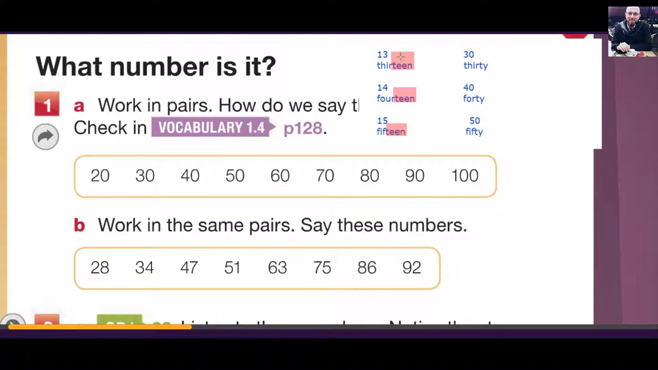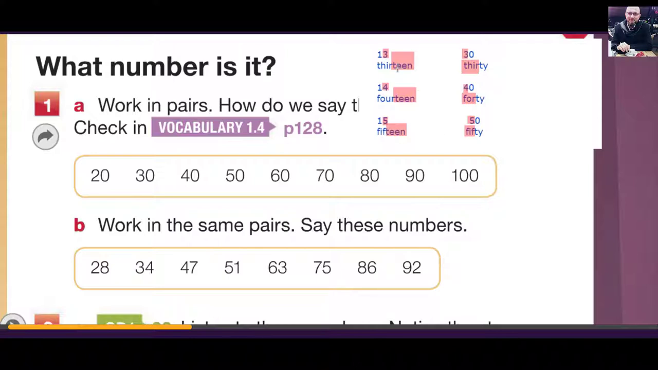So the stress is on the second part, the part with the number, right? 4, 5, the second. The number is the second, 3, 4, and 5. Here, the stress is on the first part, 30, 40, 50. So the stress is on the first part, this is the difference, and the number is here. 3 is the first, 4 is the first here. And again 5 the first here, and it's the same for the others.